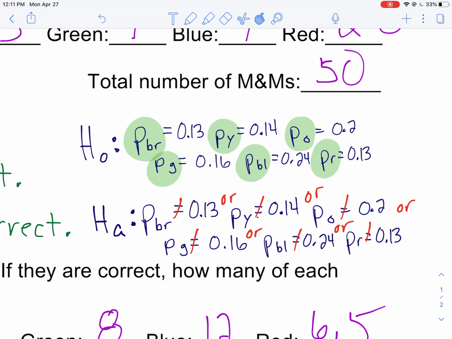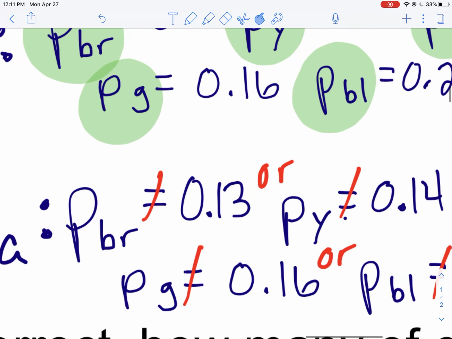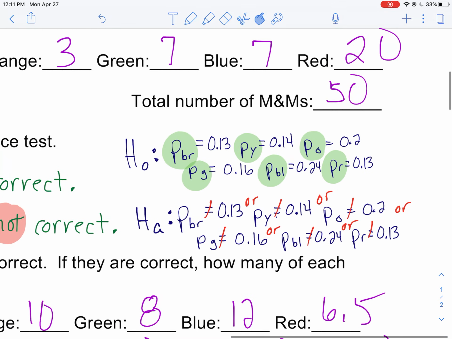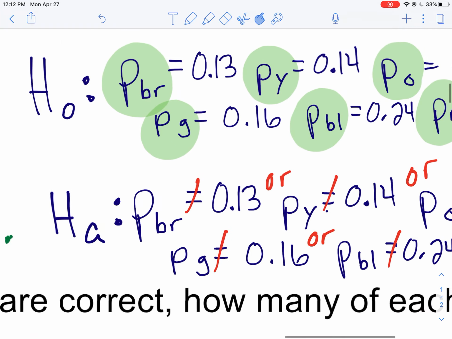For my alternate here, I literally just copied and pasted what I had here, and then I put don't equal signs. I crossed out the equal sign, put don't. And I stuck ors in between everything. Why? Because really it only takes one color to be off to set a few things off.